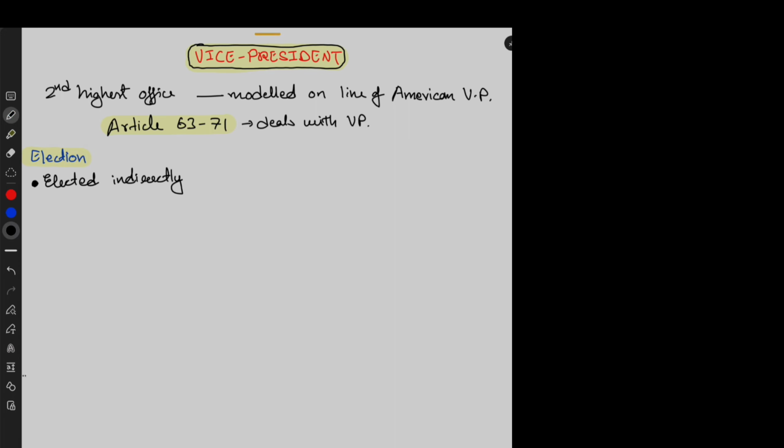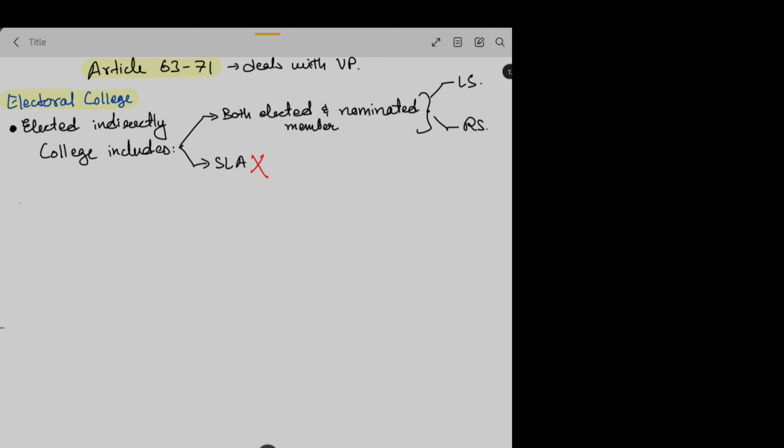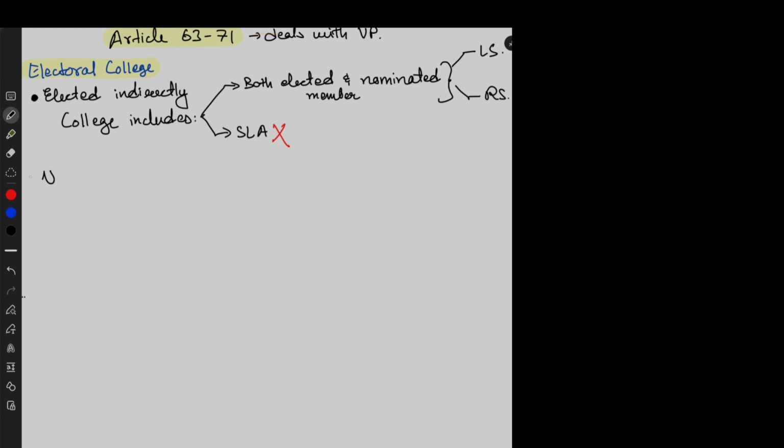Moving ahead, talking about the election, the Vice President is elected indirectly. Let me correct this. The Electoral College of the Vice President includes, number one, both the elected and the nominated members of the Lok Sabha and Rajya Sabha, which are both Houses of Parliament. Second, in the case of the President, elected members of the State Legislative Assemblies are included, but in the case of the Vice President, State Legislative members are not included in the Electoral College. So this is the Electoral College of the Vice President.